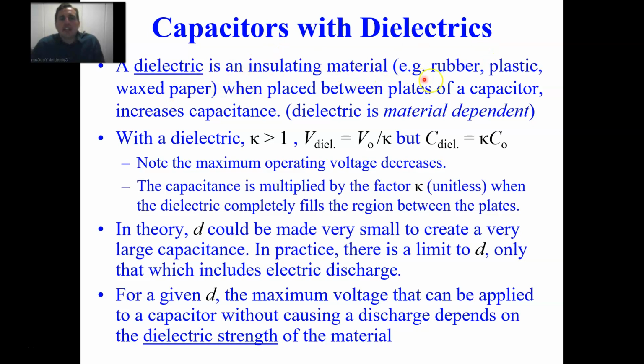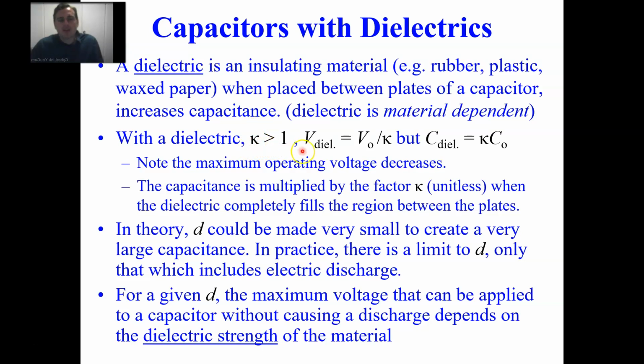It is usually an insulating material, like rubber, plastic, wax paper, that's placed between the plates of a capacitor, and it increases capacitance. And dielectric is material dependent. In other words, you should not memorize dielectric constants. You should look them up in a book, like your textbook or an engineering manual or so on. Now, the dielectric constant is often given the symbol kappa. This is the Greek letter kappa, which is a positive constant that's larger than 1.